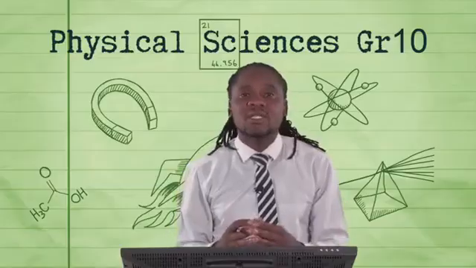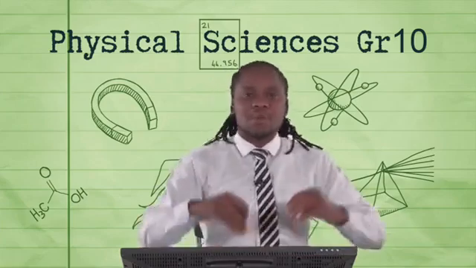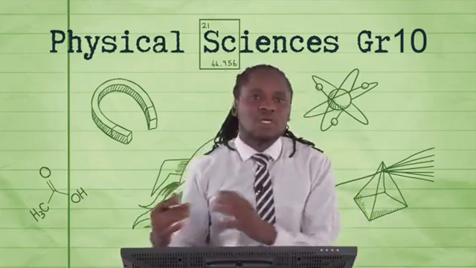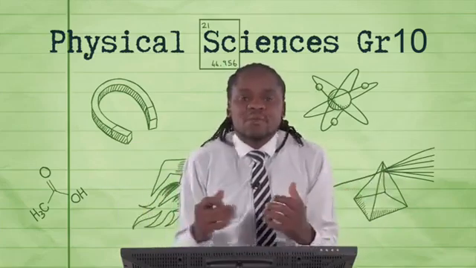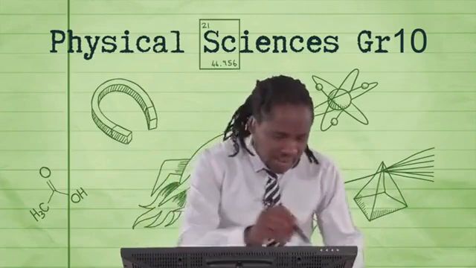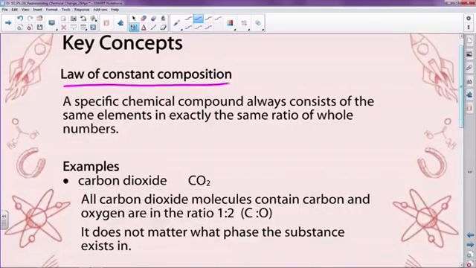So the chemical equations, in essence, will be used to represent these chemical changes, whereby we start with the reactants and we end up having the product. We want to think of the product as being the new substances that are formed. Right, okay. Now, I want us to look at the key concepts for today, the law of constant composition.